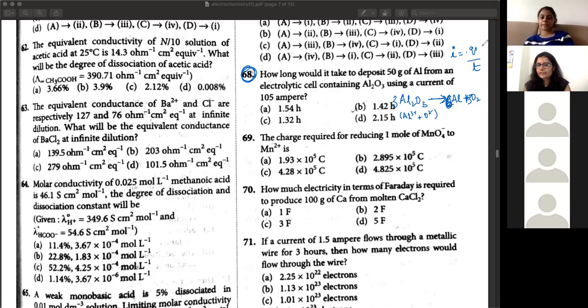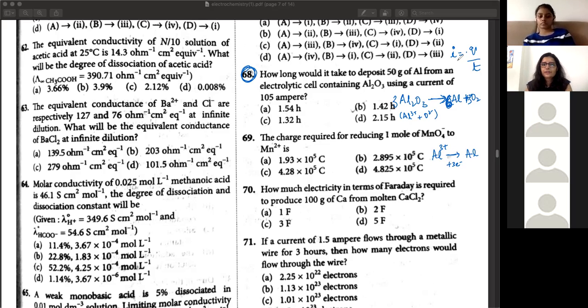Now this current, whatever Q charge is flowing, is being used to reduce aluminium from Al3+ to Al, right? So from this equation, what is the number of electrons involved? Al will lose 3 electrons and oxygen will gain 2 electrons. It's the other way around. You're getting aluminium metal, so Al3+ is getting reduced to aluminium. Oh, it will gain 3 electrons, sorry. Yeah, it is gaining 3 electrons.